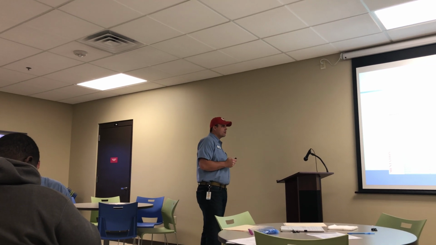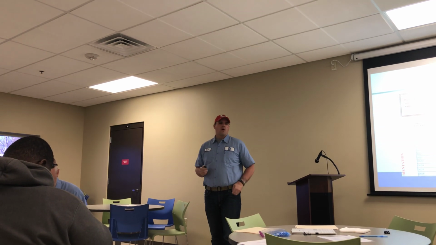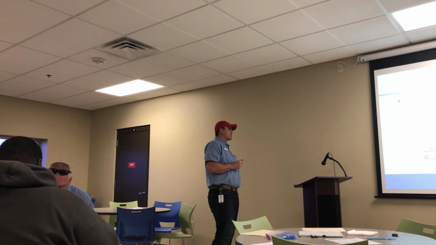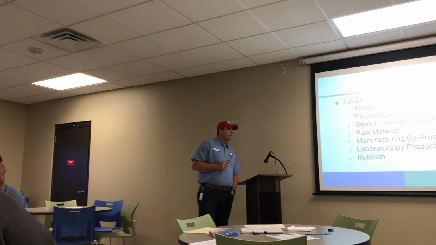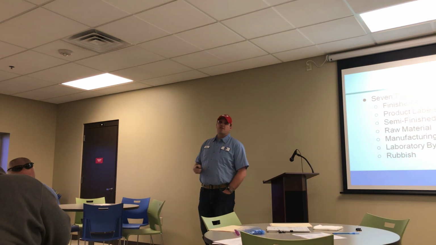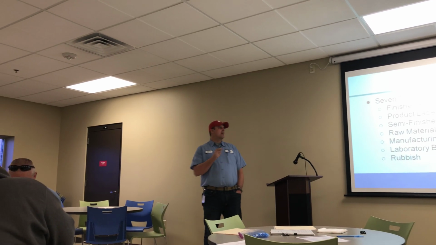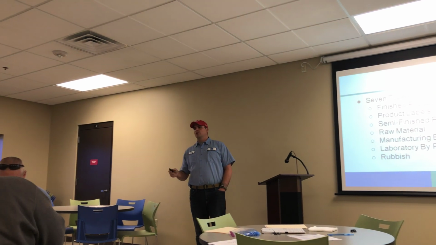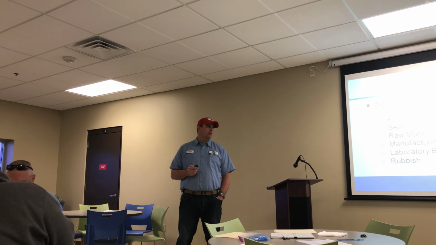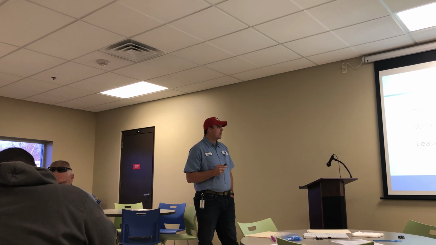But we're going to start with waste determinations. Waste determinations and attachment 1, the waste handling, those are going to go hand in hand as we go through our exercises. 7 types of waste that we see on site: finished product, product label, semi-finished product, raw materials, manufacturing byproducts, laboratory byproducts, and just rubbish. Definitions for each one of these categories can be found in UN 131. I'm telling you, it's a good document to pull down, because the definitions help you completely understand what waste is and how you're supposed to handle it.